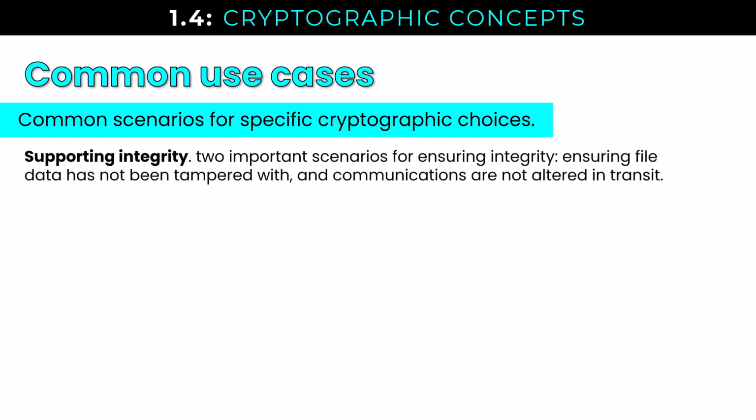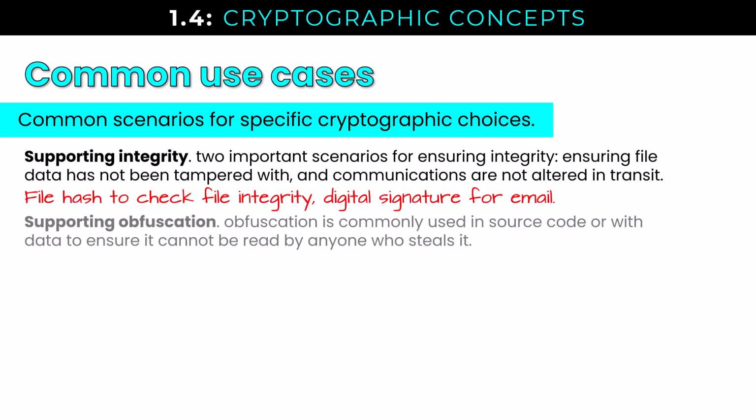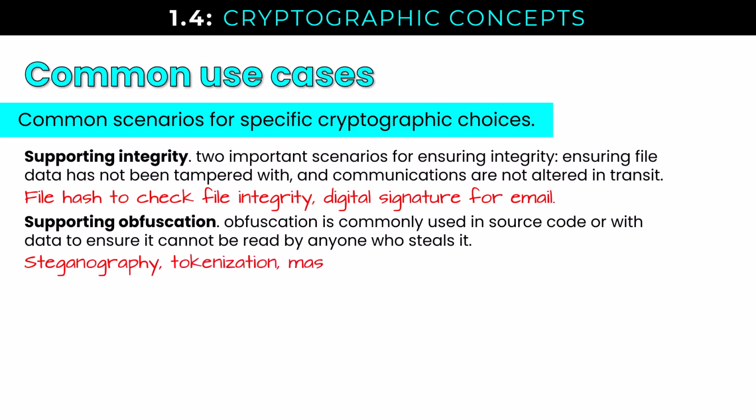Supporting integrity. So two scenarios that come to mind: ensuring file data has not been tampered with and communications are not altered in transit. So we can use a file hash to check file integrity, a digital signature for an email. Then we have obfuscation. So obfuscation is commonly used in source code or with data to ensure it can't be read by anyone who steals it. There we have steganography, tokenization, and data masking, which can all be used to obscure data.